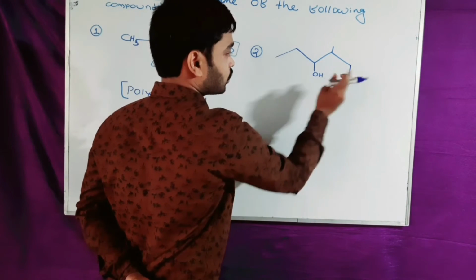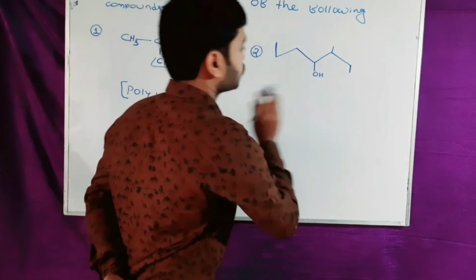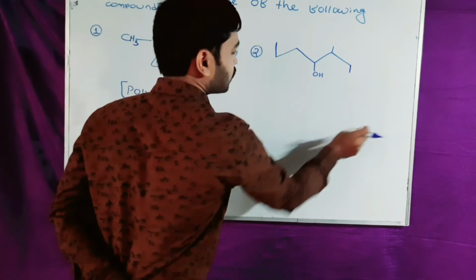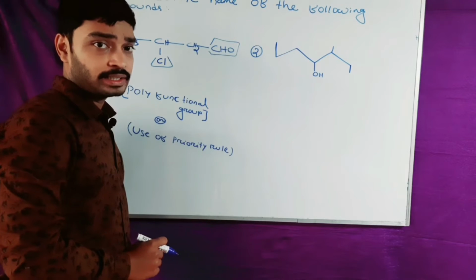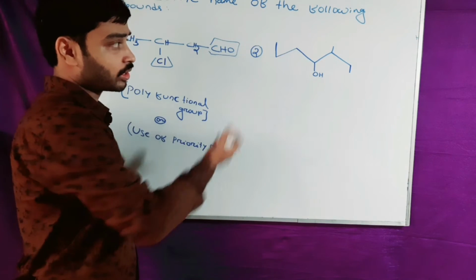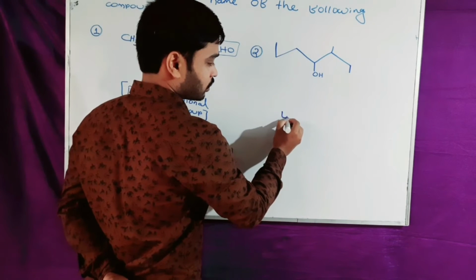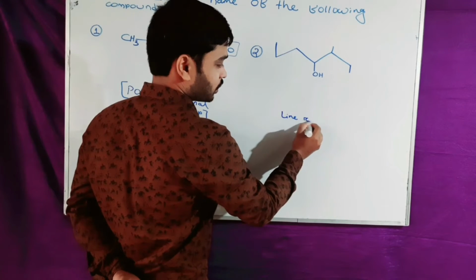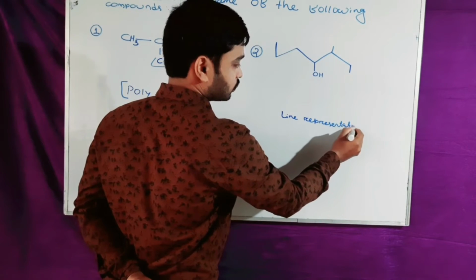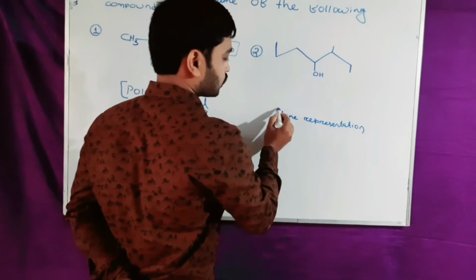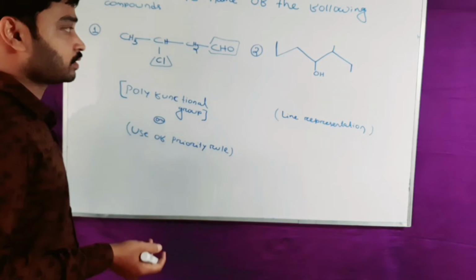The second type is also a monofunctional group question, but it is the line representation of structures. Line representation of the organic compound. So, this is the line representation. So, you should try first.